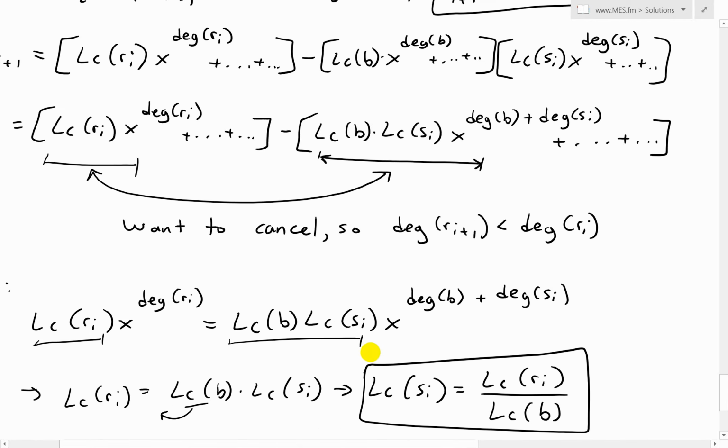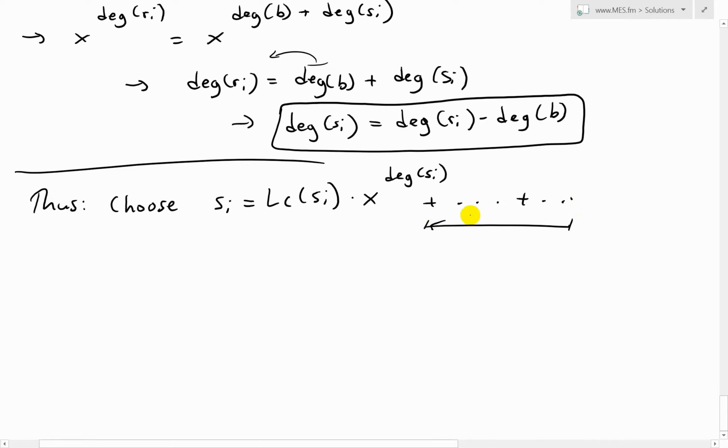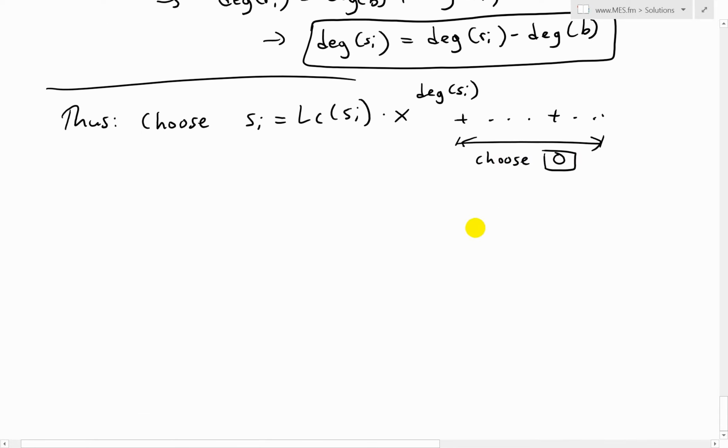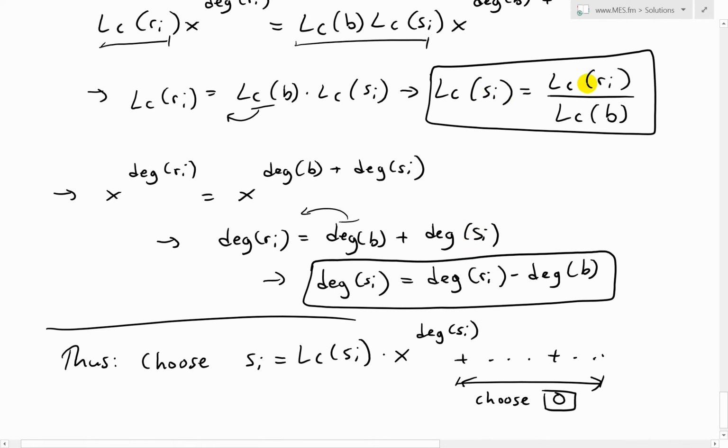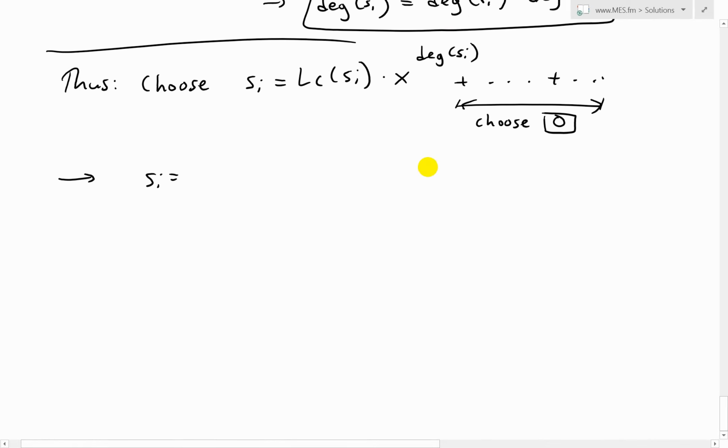So what we could do is choose any of the other terms, and write this whole term as 0. Choose 0, so make it basically nothing there. Then we have S_i, and we replace this by the value that we want. We want LC of S_i to equal the difference, so S_i is equal to LC of R_i divided by the leading coefficient of B, times x to the degree.